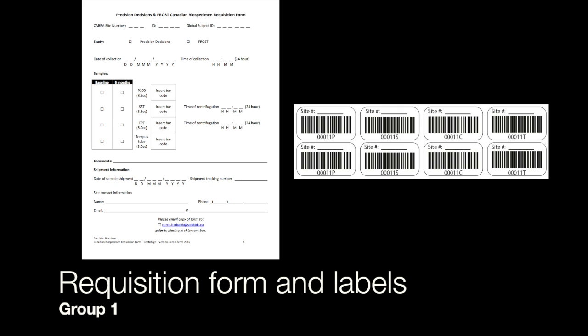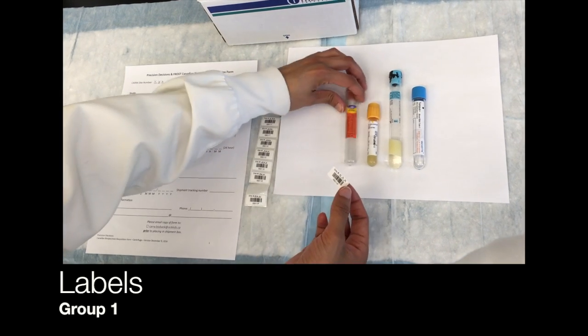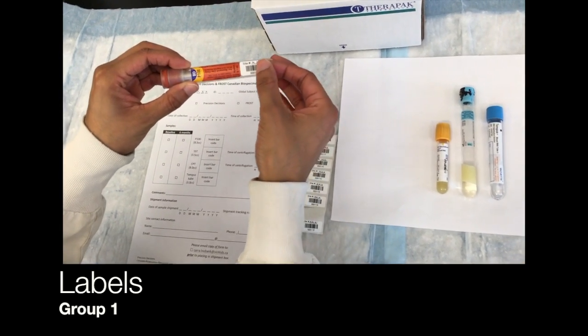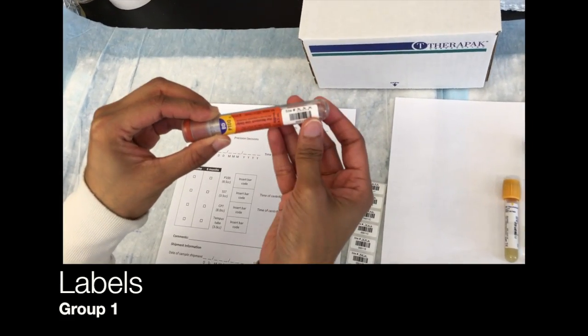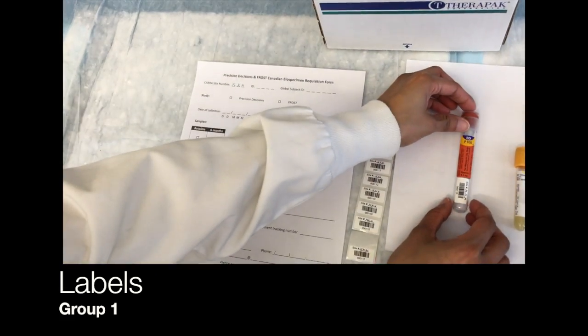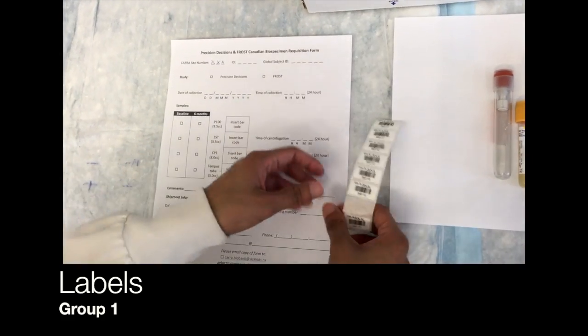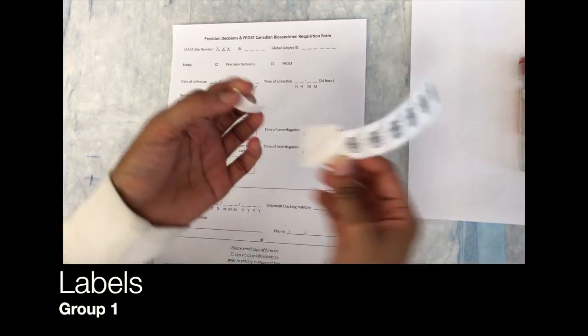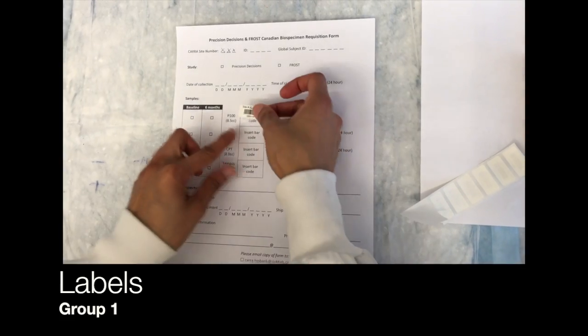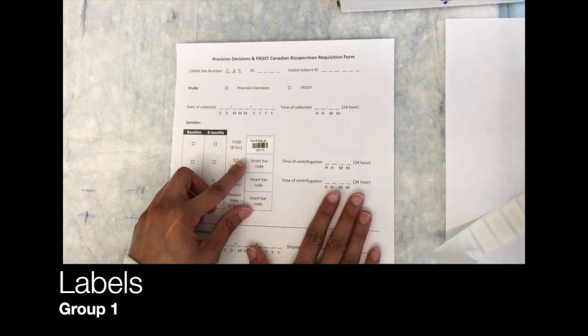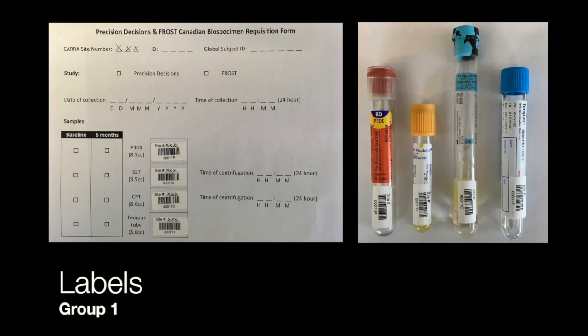Barcodes ending with a P will be used for P100 tubes, S for SST tubes, C for CPT tubes, and T for Tempus tubes. Place one barcode label on the appropriate empty tube, and the other identical label on the designated box on the requisition form. Ensure that all tubes receive the correct barcode label and labels are placed correctly on the requisition form.